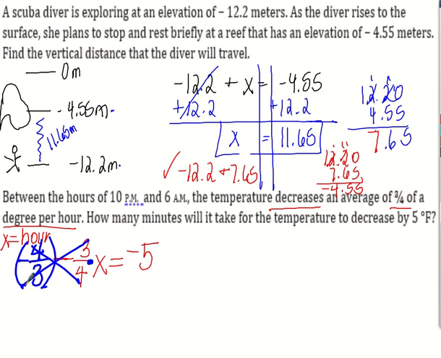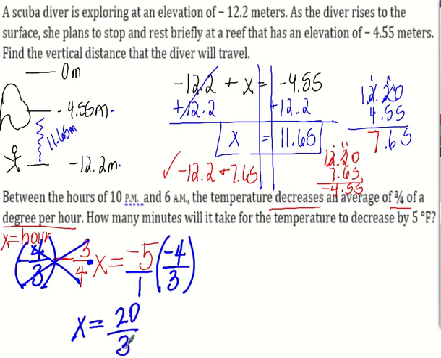Remember your rule to keep it balanced. What you do to one side, you do to the other. So you have to multiply by -4/3 on the other side. You can make -5 look like a fraction if that helps you. So then you have x equals, and -5 times -4 is +20/3. And x is hours.